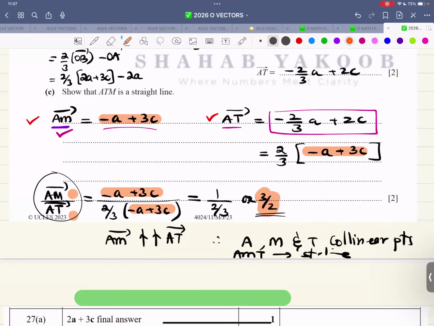Therefore, whenever two vectors divide and give you a constant, that means they are parallel vectors. That means they are collinear points. Therefore, they lie on a straight line. Collinear points and straight line is the same thing. So now the ending of this question about collinear points, straight line, parallel vectors. So this is the climax of this particular question. Is this all clear?